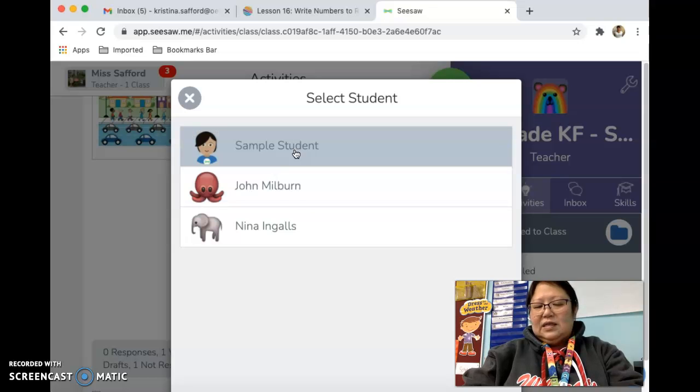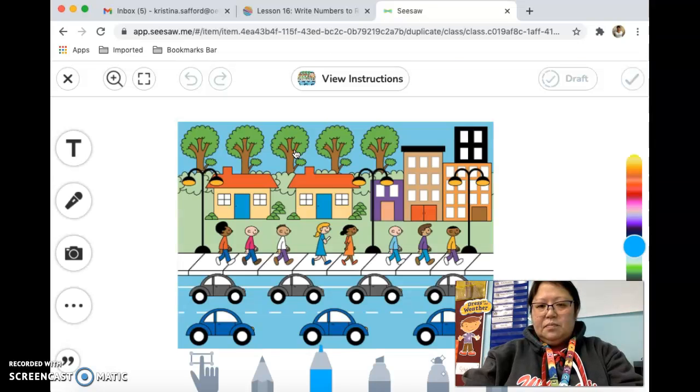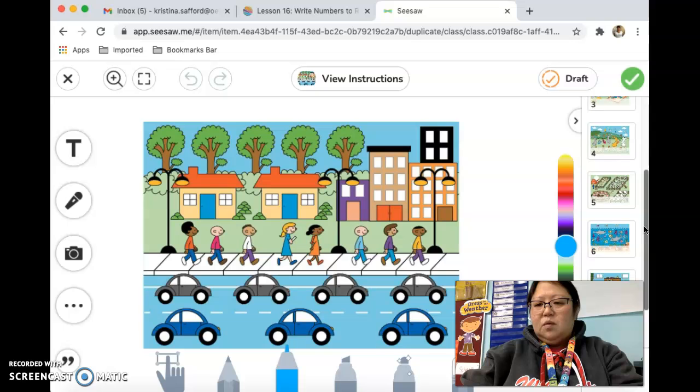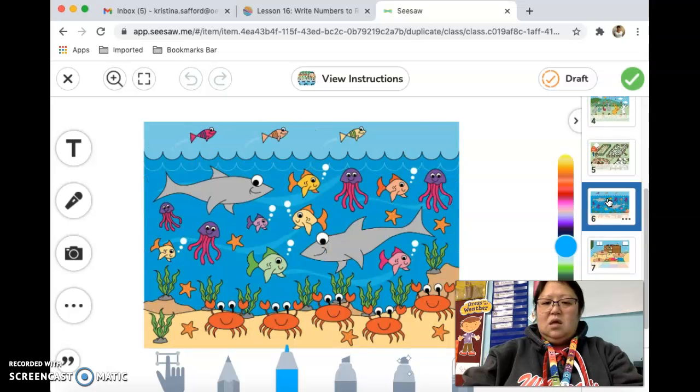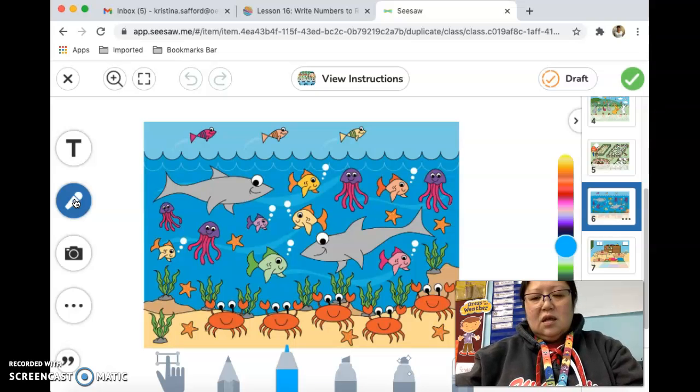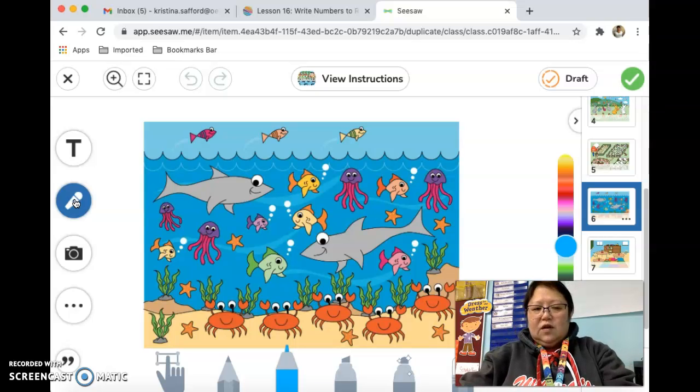and I'm going to put myself as the sample student. And I'm going to pick one of these pictures. And I think this time I'm going to choose the shark. Next, I have to think of 4 how many questions. And I'm going to come over here and hit the microphone and record my how many questions. My how many questions might be things like how many jellyfish are there in this picture? How many sharks? How many crabs? See if you can find some different how many questions for you to answer. Think of some different questions for you to answer.